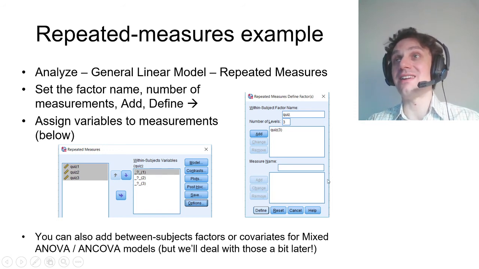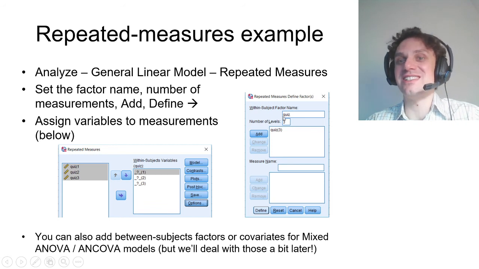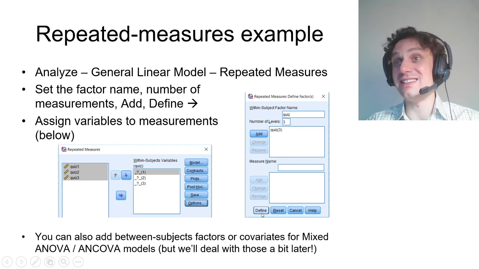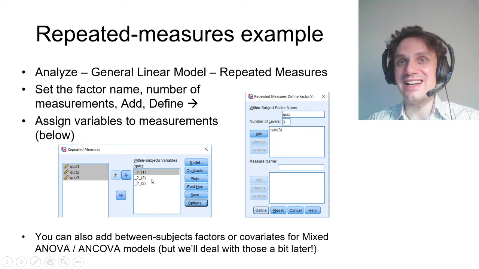set up my factor. So I need to tell what is the name of my variable, which determines the differences between these measurements. For example, quiz number, or time if it's repeated measures, like pre-test, post-test, follow-up. And how many measurements do I want to compare? Here I tell SPSS 3, I say add, and I say define. And then for these 3 levels of this independent variable, which is a within-group variable, I just need to assign measurements. So I simply drag my quiz 1, quiz 2, and quiz 3 to these 3 levels.